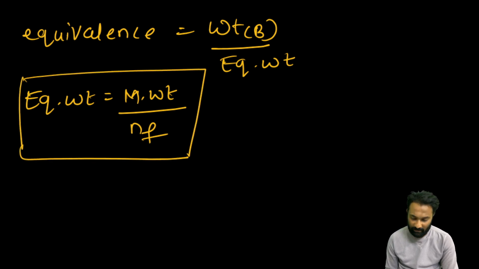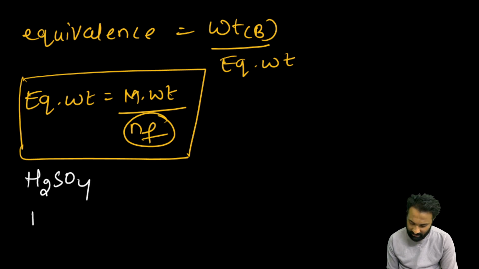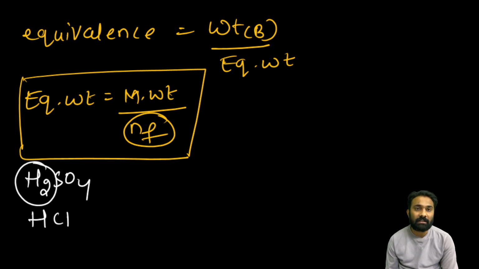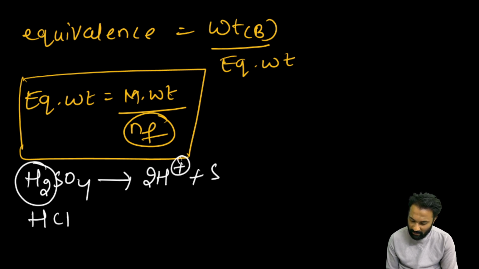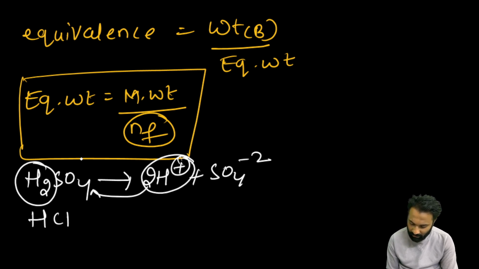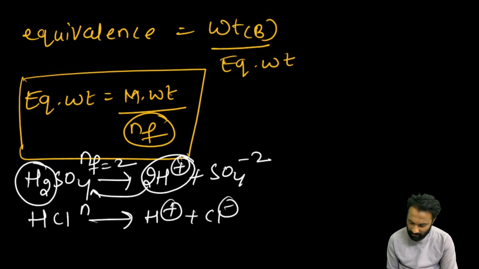Here I will explain roughly what the n factor is. If I want to calculate the n factor of H2SO4 and HCl, how many replaceable hydrogens do we have? That is the n factor. H2SO4 dissociates into 2H+ and SO4 2-, so there are two replaceable hydrogens, and the n factor of H2SO4 is 2. HCl dissociates into H+ and Cl-, so the n factor is 1.